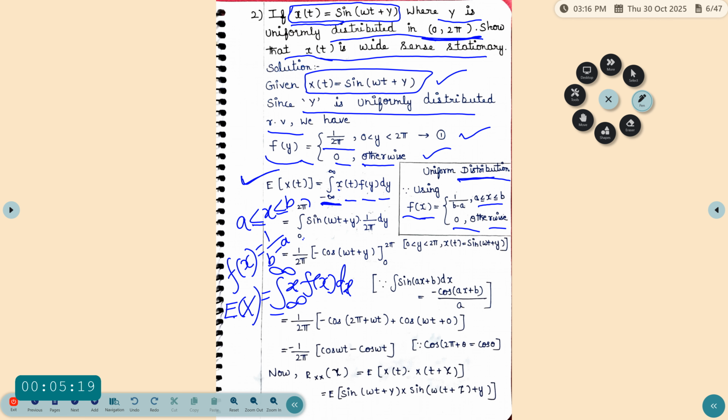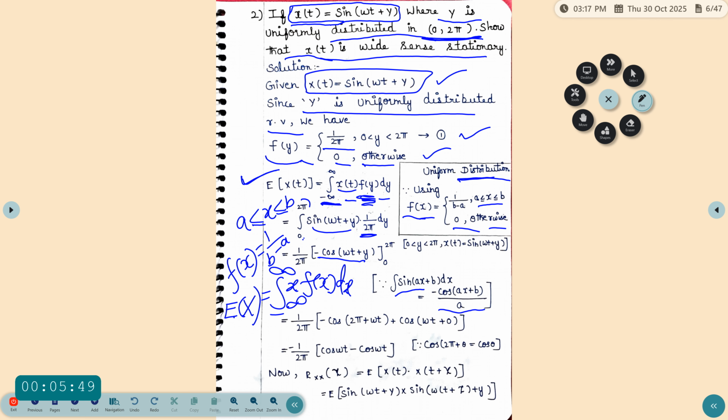So x of t function is sin(omega t plus y). f of y is 1 by 2 pi dy. Here 1 by 2 pi is a constant, so we can take it outside the integration. After that, the integral of sin(omega t plus y) is minus cos(omega t plus y), because the integral of sin(ax plus b) dx equals minus cos(ax plus b) divided by a.